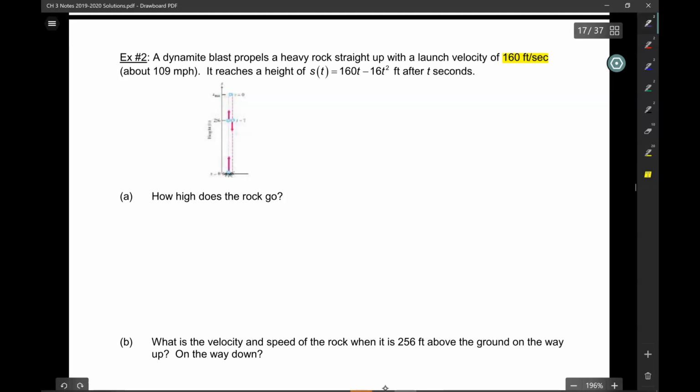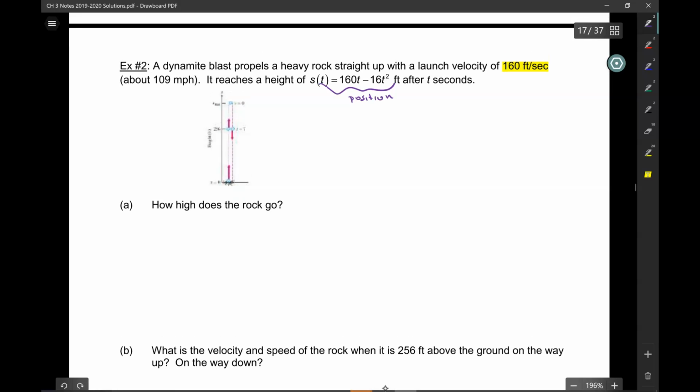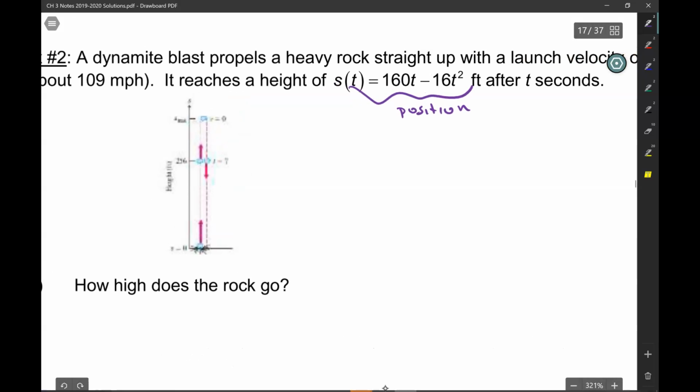Okay, the question asks, how high does the rock go? All right. This is going to go straight up, and then at some point, it's going to come back down, right? So, when you shoot it up, you give it an initial velocity of, what was it, 160. So, as it goes up, the Earth is trying to pull it down. So it slows down, slows down, slows down, slows down.